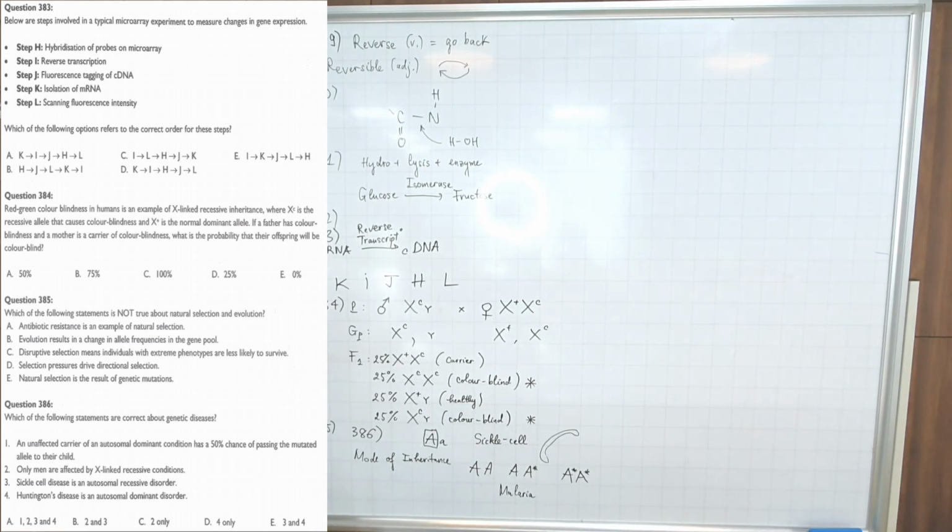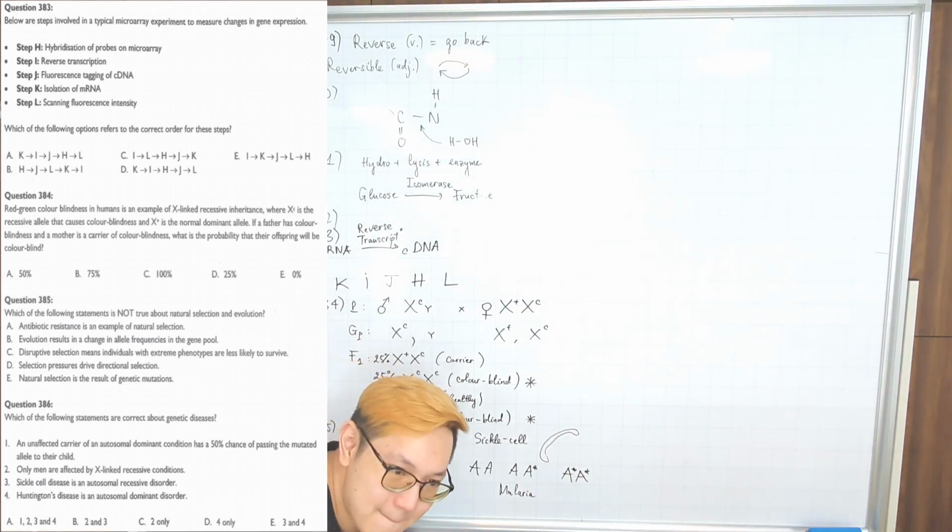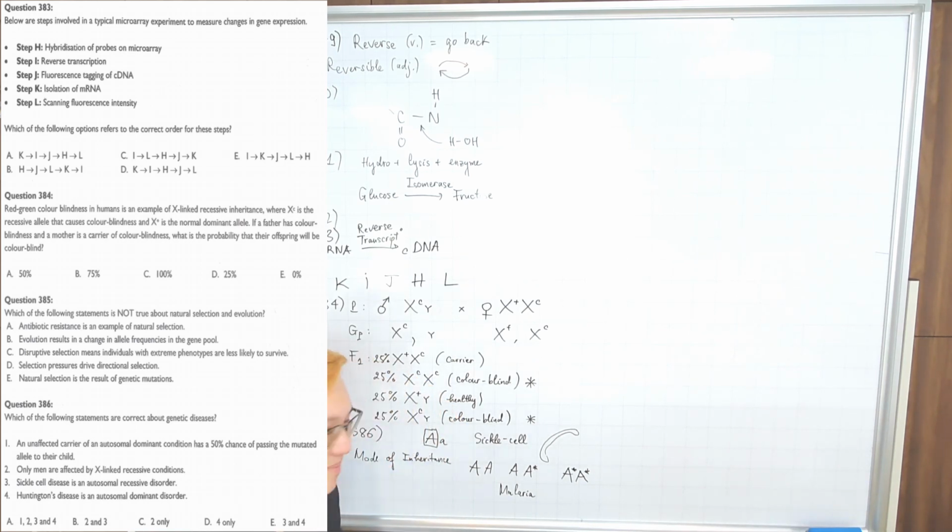So it's true, right? You need only one copy of the disease gene allele to cause the disease. So it's autosomal dominant. So number 4 is true. So what's your answer then? 3 and 4. So is it E? E, right? Good.